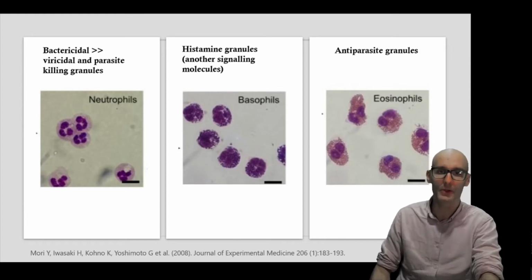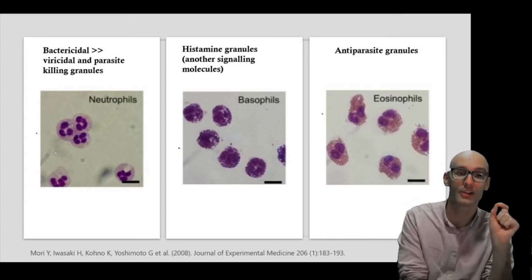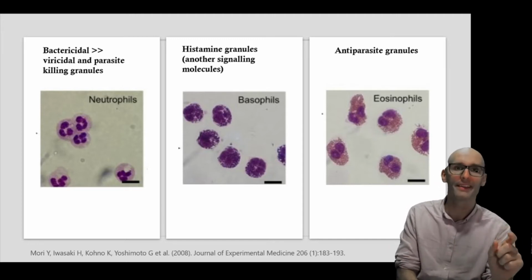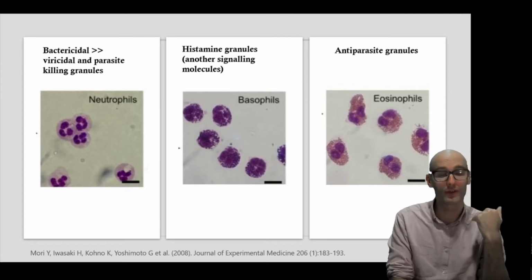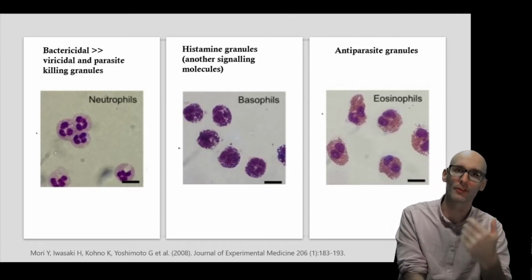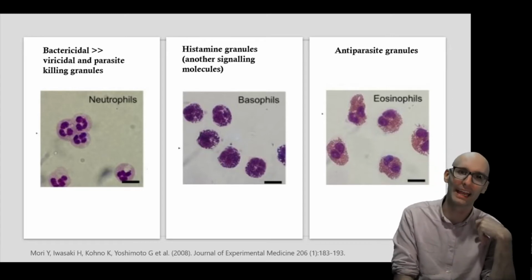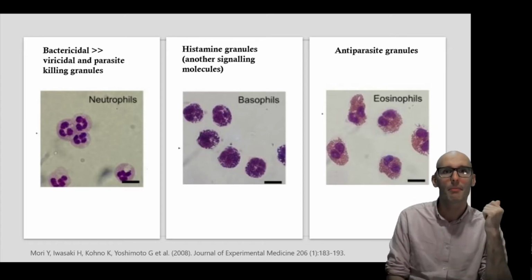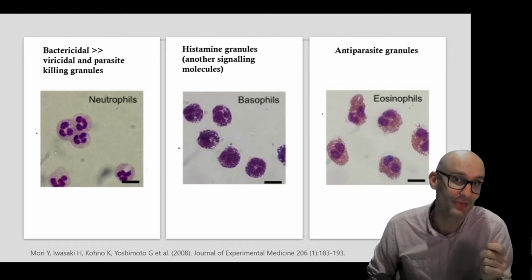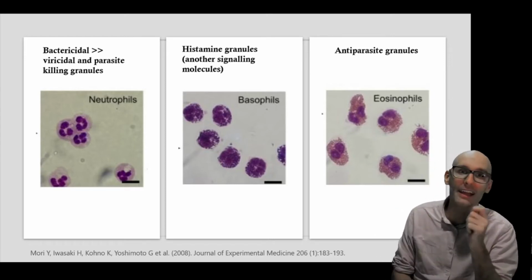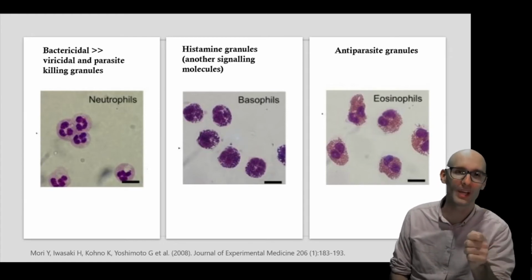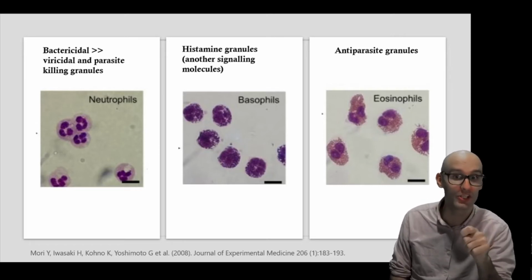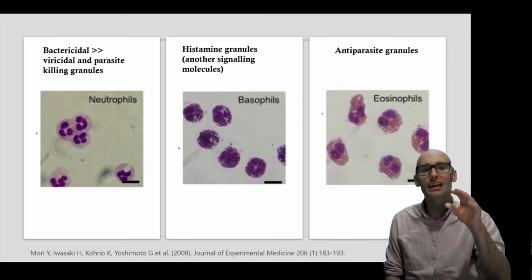And eosinophils, they contain antiparasite granules. And a really good clue that they're antiparasite is that the granules contain a lot of similar stuff to neutrophils, stuff that produces reactive oxygen species and digestive enzymes like elastase, but they also contain neurotoxins, right? Now, neurotoxins aren't going to do anything to bacteria or viruses or fungi, but they will do something to complex organisms like worms, which do have a nervous system.